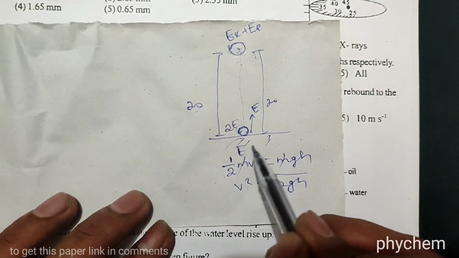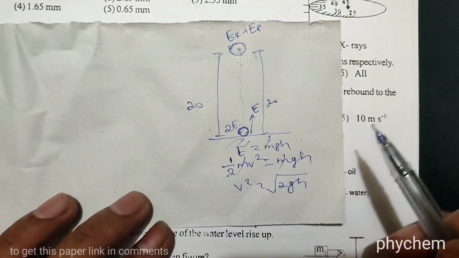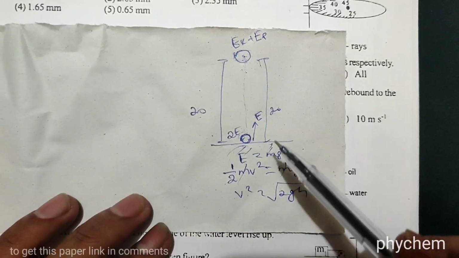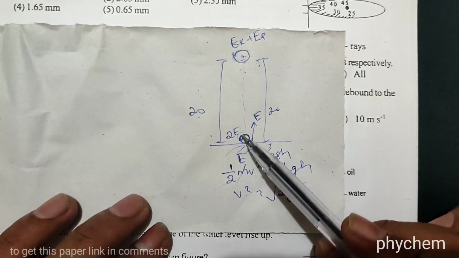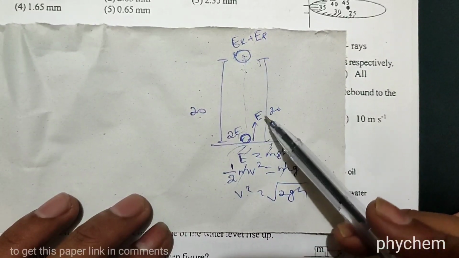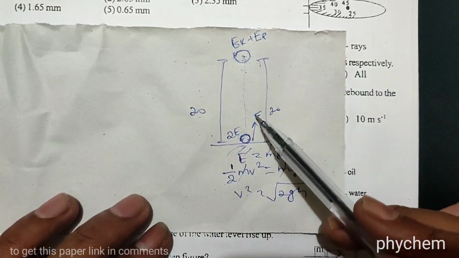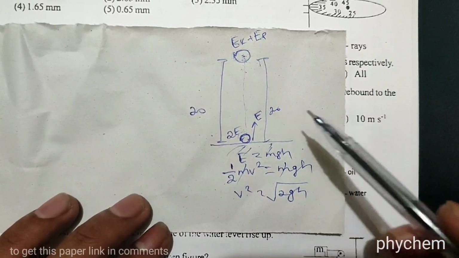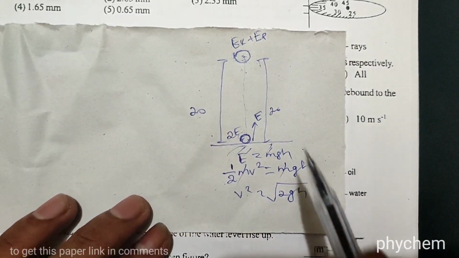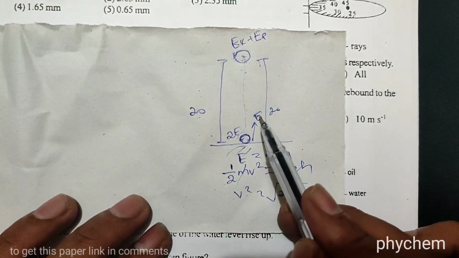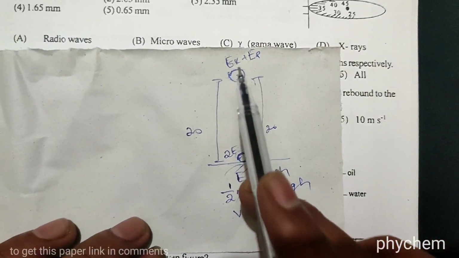Why am I writing this? Because E is equal to mgh. Why am I telling this? Again I am reminding you, after losing 50% it has E. This E is enough to go upwards 20 meters. So this E is enough for 20 gh. So this amount of energy E is the initial kinetic energy.